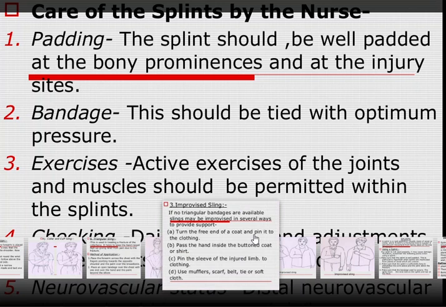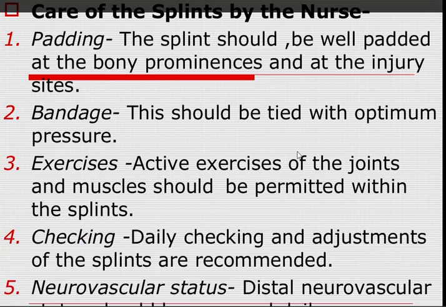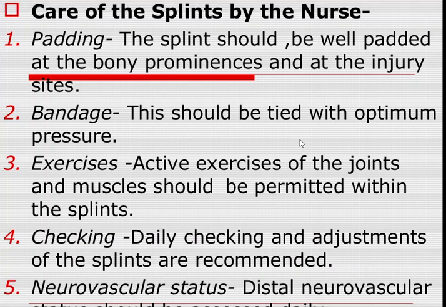Next, care of the splints. What nursing care must be done? This is an important question. The types are not important for you, they are just for knowledge. First is the padding. What is padding? Padding is the covering of the splint, which must be adequately padded, well padded at the bony prominences and at the sites of injury, so that it prevents irritation of the skin. Next are the bandages, to fix the splint. The bandages should be tied with optimal pressure.